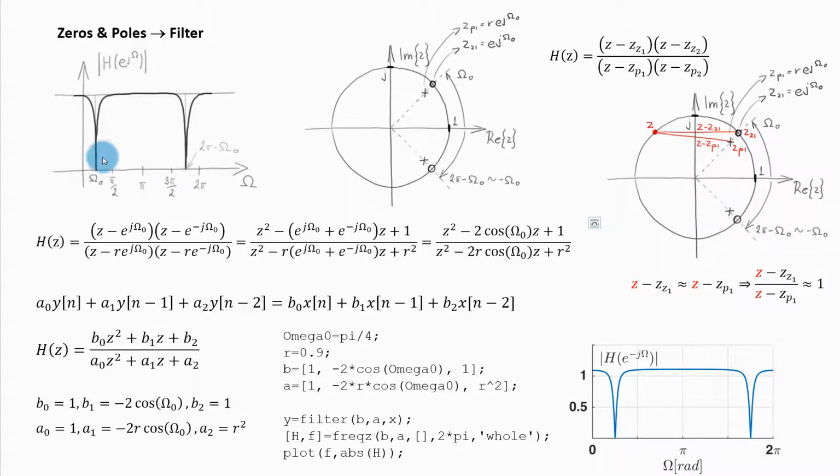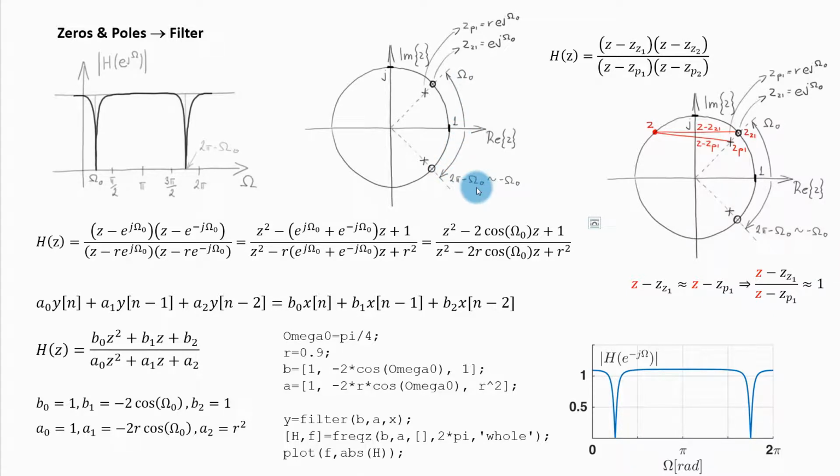To design this filter, I can first think how I can arrange zeros and poles to create this shape of the frequency characteristic. Obviously, I need to create these dips on the frequency characteristic, and those are going to be created by zeros. So if I have these dips at frequency omega naught and symmetrically at 2 pi minus omega naught, in the z-plane I need to place zeros at these two positions that lie on the unit circle, and this angle is omega naught and symmetrically 2 pi minus omega naught.